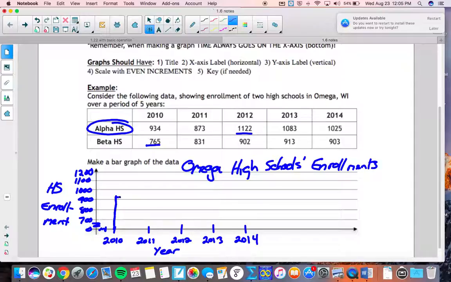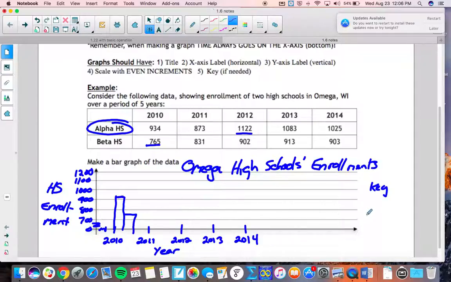So I wouldn't go quite halfway up between 900 and 1,000. Now here's the deal, folks. When I do beta, how do I do that? Do I just make another bar at 765? How do people know which one's which? So maybe we make a quick key over here.